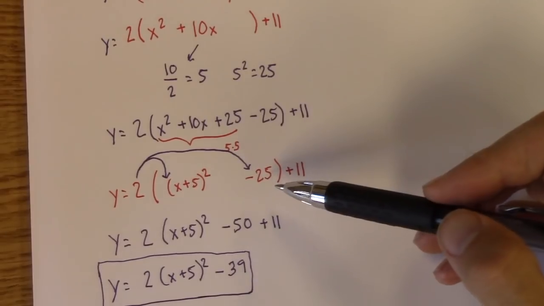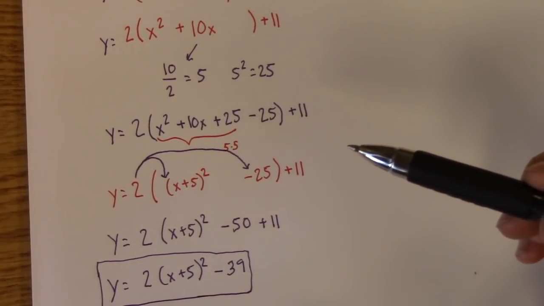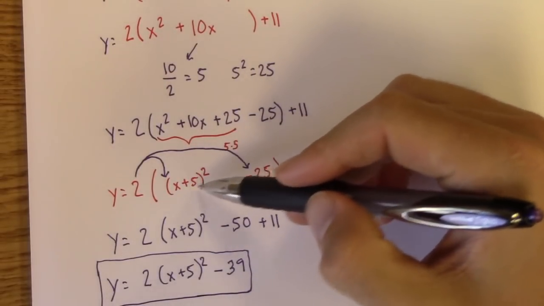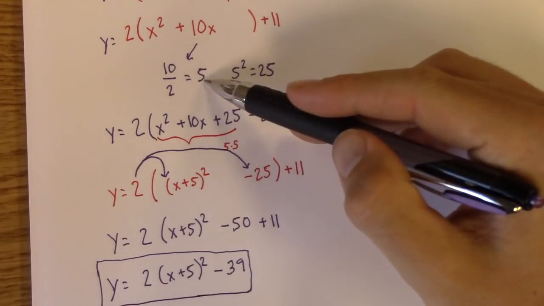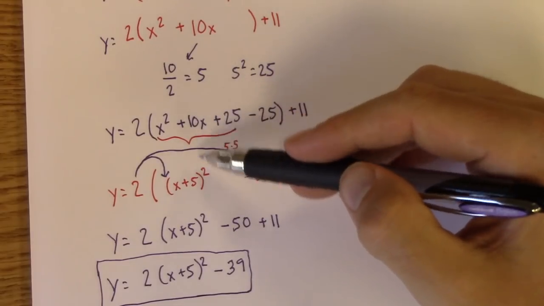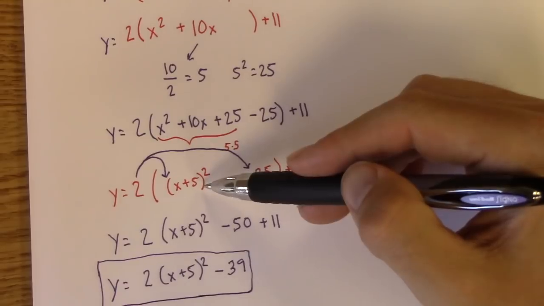As a final little hint before I give you a few practice problems, this part where we factored and we got x plus 5 squared, notice when we divided by 2 and got 5, that's the number that's in my parentheses. It's always going to be that way. That's the way these problems work out, and that trend will continue.